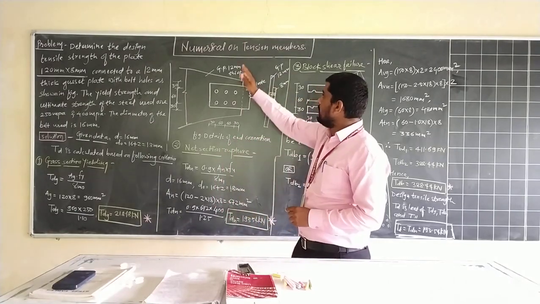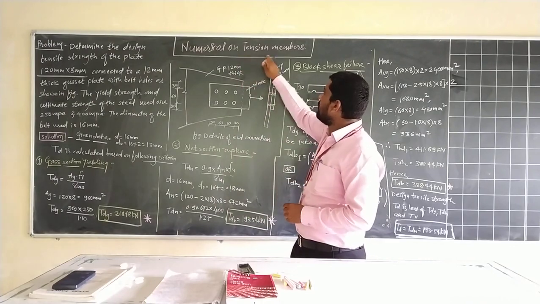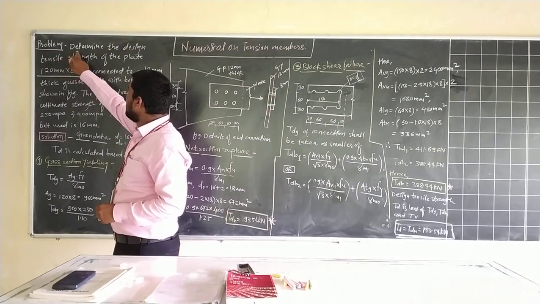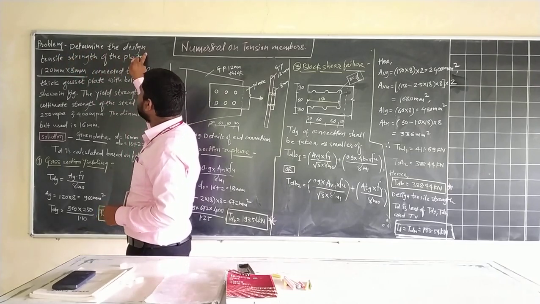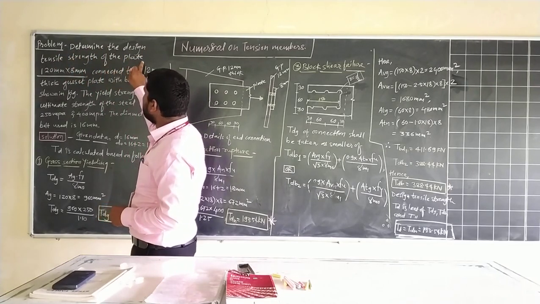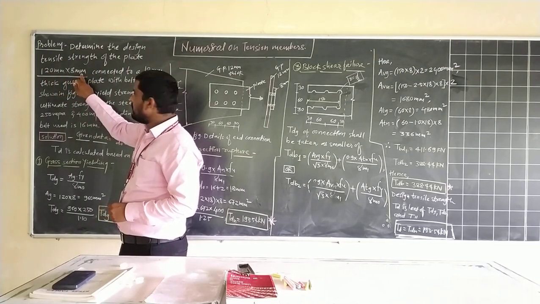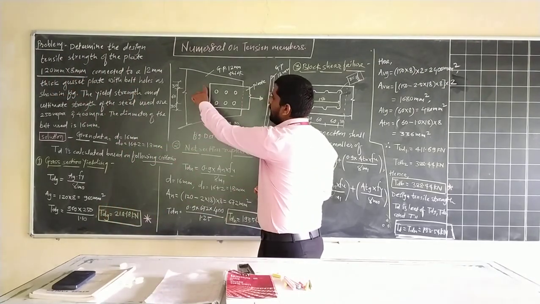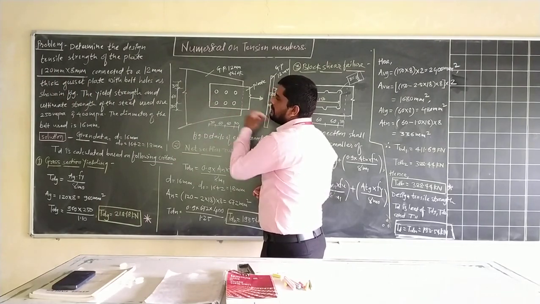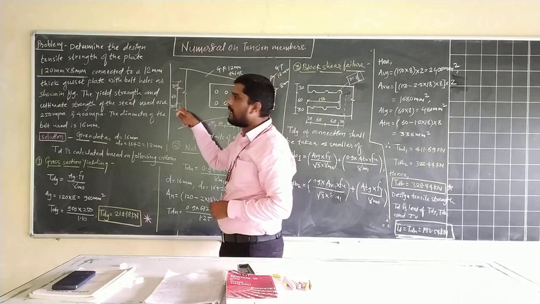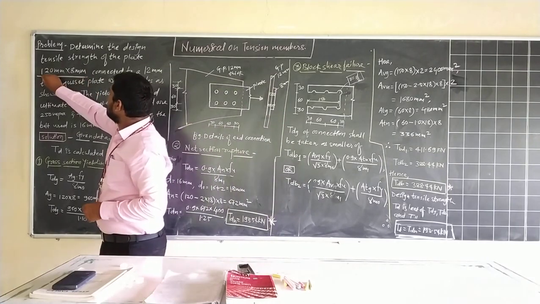Mahajan. Today we are going to learn the numerical on tension member. The problem statement is with us. Determine the design tensile strength of the plate. 120 mm by 8 mm size is given. That is 120 mm width by thickness 8 mm. So 60 plus 30 plus 30 is total 120 mm by 8 mm.